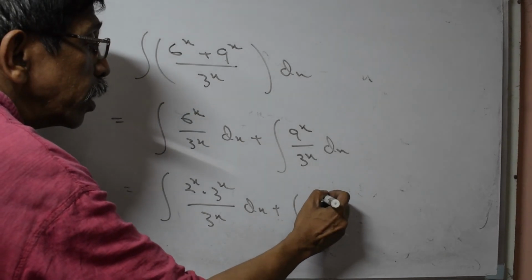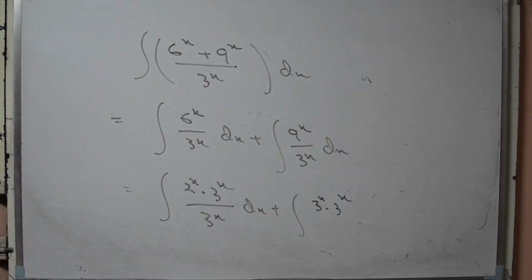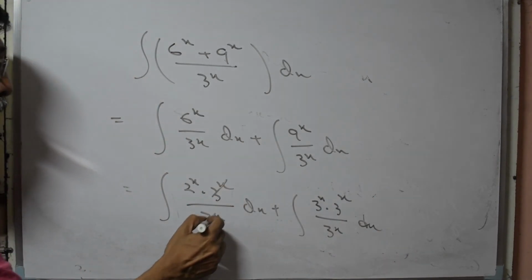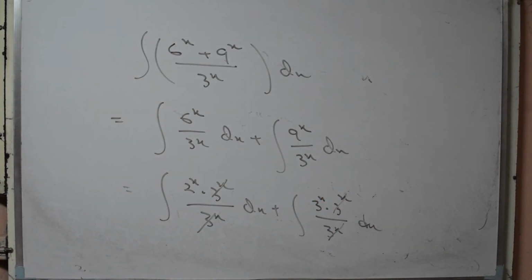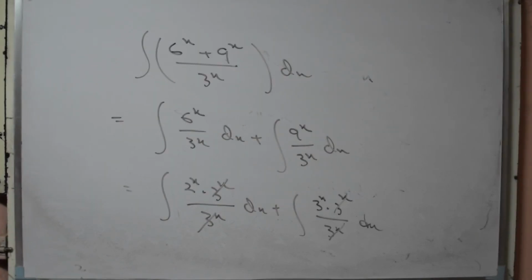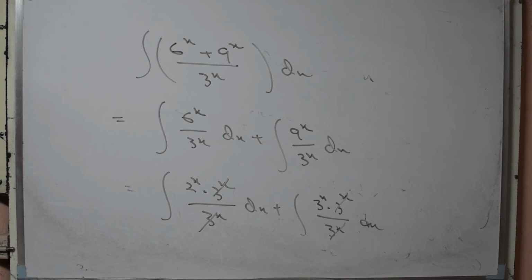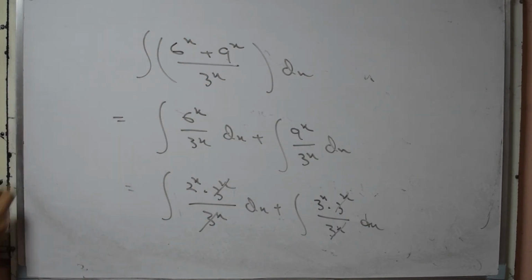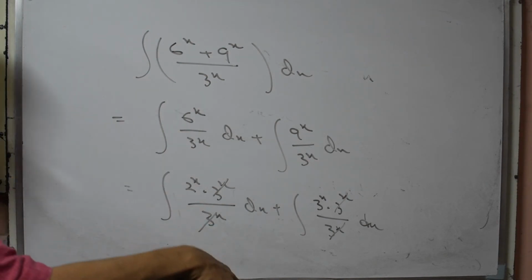So it will be 3 to the power x into 3 to the power x, that is 3 to the power x whole square, divided by 3 to the power x. So 3 to the power x is cancelled in both cases. We could also do this by taking 3 to the power x common from the numerator and then cancelling out. Instead of that I have simplified individually, but it can be done by simply taking 3 to the power x common from the numerator and then proceeding.